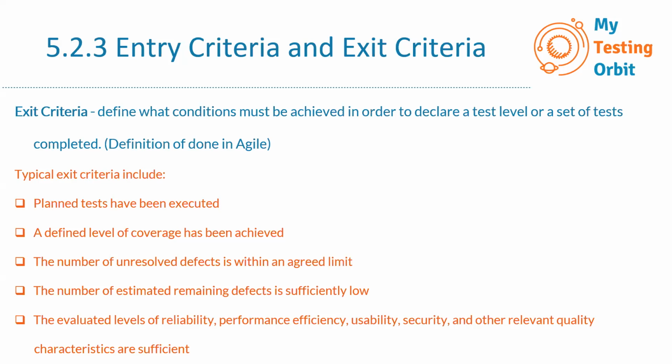The next one is the number of estimated remaining defects is sufficiently low. Yeah, so it can be the number of defects, it can be the criticality of the defects. So whatever the measure would be, it has to be defined as part of exit criteria.